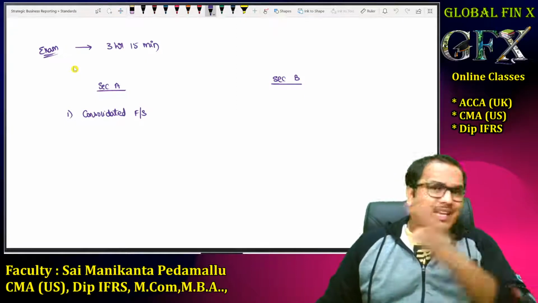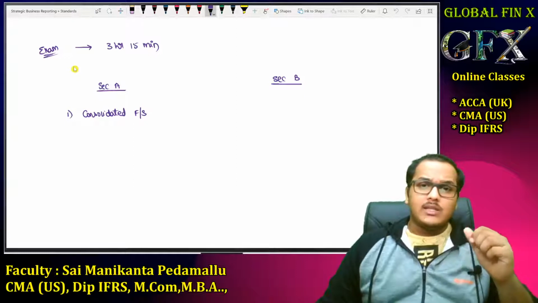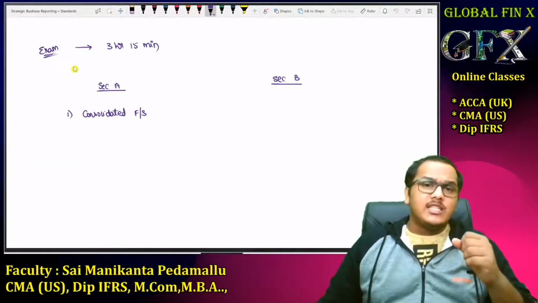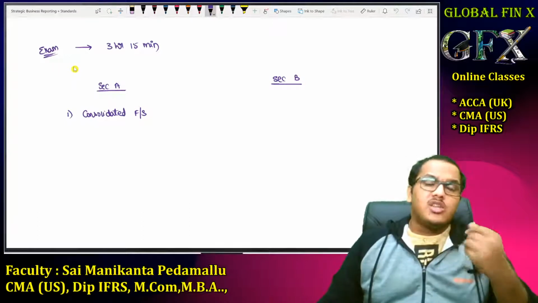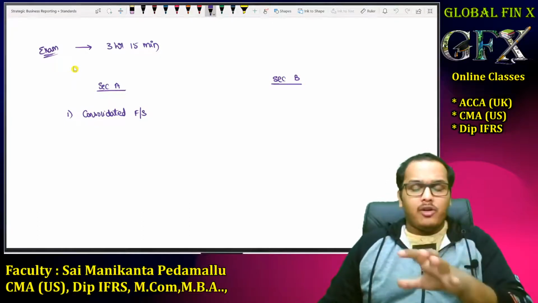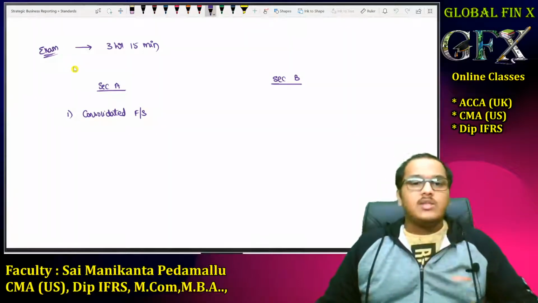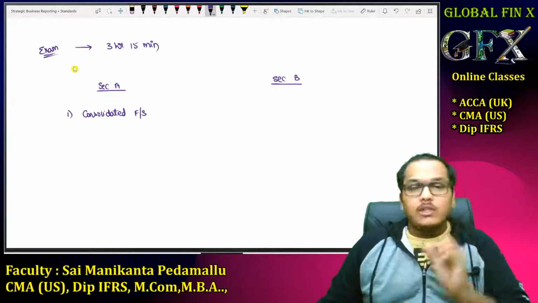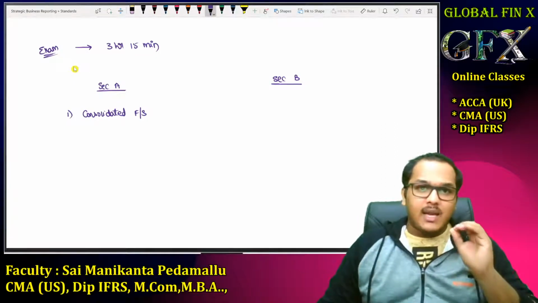Any accounting standard can be tested along with consolidation. Like IAS 12, your deferred tax related adjustments can be given. IAS 21 foreign exchange related adjustments can be given, which goes to OCI, which goes to P&L. Such kind of questions or adjustments will be covered along with the consolidated financial statements. You don't need to prepare consolidated FS in the SBR examination.